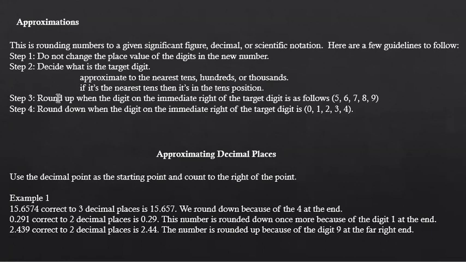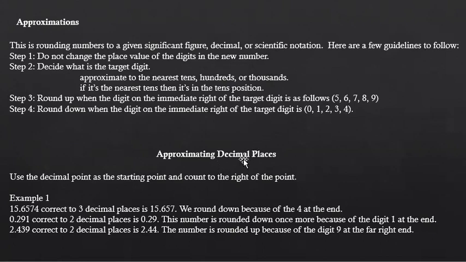Step 3, you round up when the digit on the immediate right of the target digit is 5, 6, 7, 8, or 9. So you round up by 1. However, you round down when the digit on the immediate right of the target is either 0, 1, 2, 3, or 4.